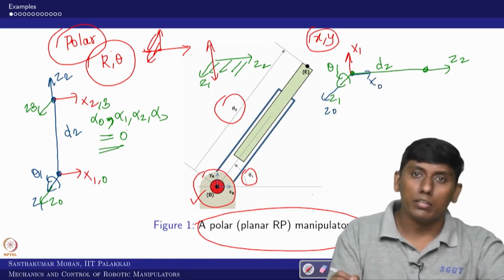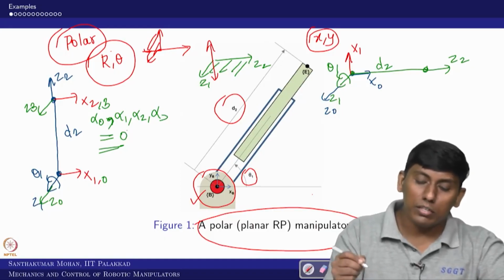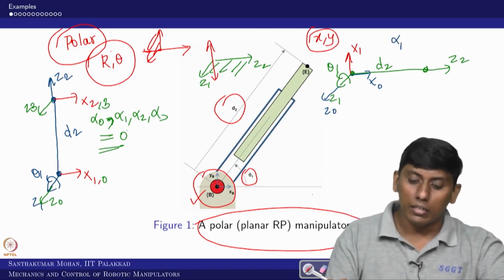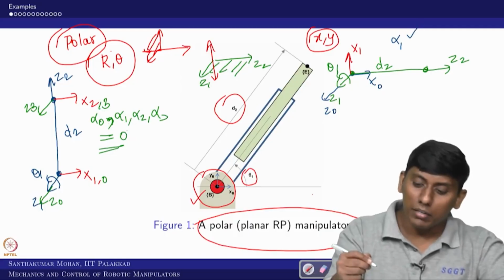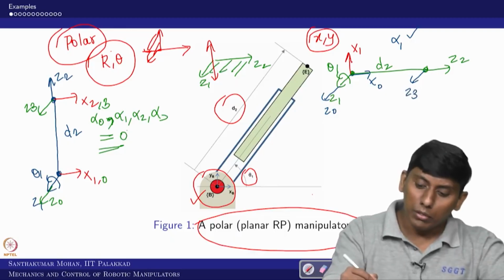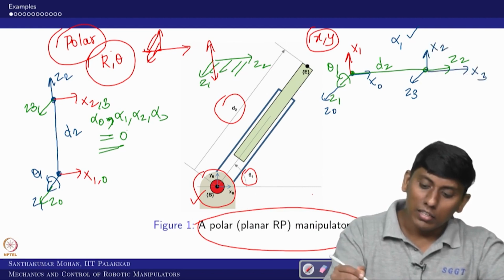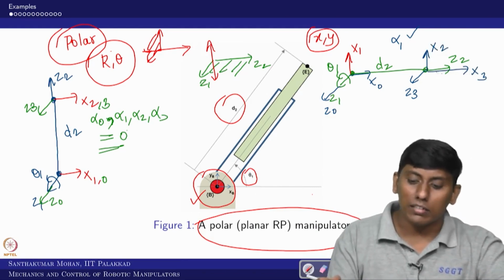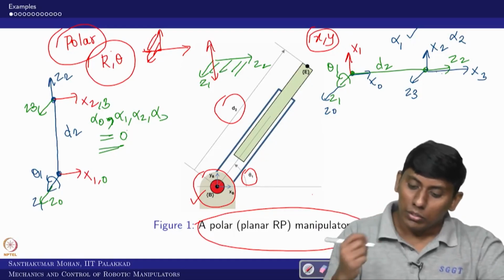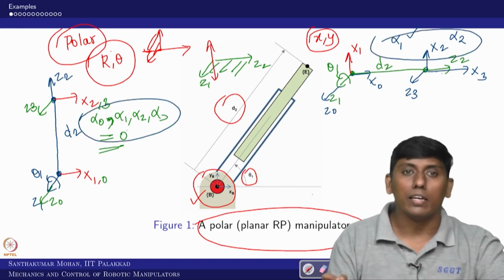Now from x0 to x1 there is a rotation, and from z0 to z1 there is no rotation, but from z1 to z2 there is a rotation. In the sense alpha 1 exists, okay. So alpha 1 exists, and you can take z3 parallel to z0. Then you can take x2 like this and x3 like this. Again from z2 to z3 there is another rotation, in the sense alpha 2. So alpha 1 and alpha 2 come into the picture, which are non-zero, whereas in this case these are all 0.